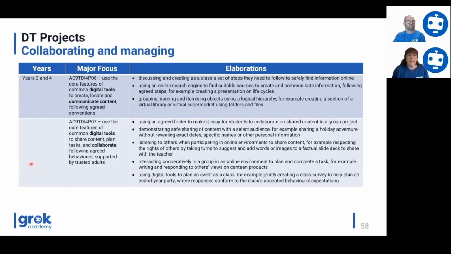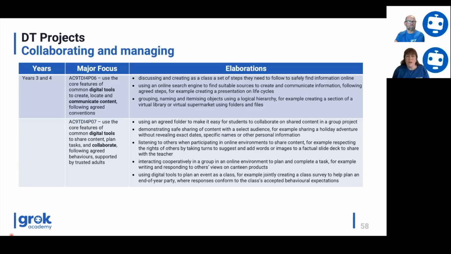We're looking at the second row, which is where we're going to share content, plan tasks, and collaborate. If you have a look, it includes simple things such as using an agreed folder for sharing documents and being able to locate those documents. With years 3 and 4, they're going to set up a set of steps that they have to follow to find information online. So they're doing Google searches and using search engines. And then they might also be using different ways to communicate their information.